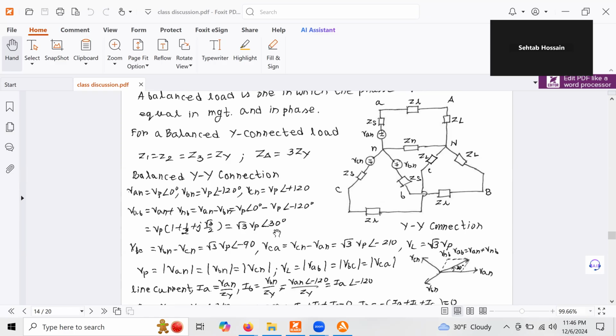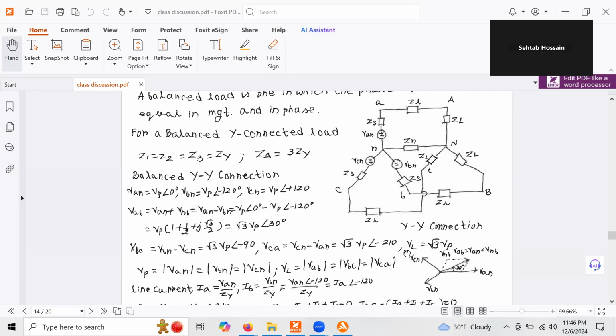So for the case of YY connection, each line voltage will be 30 degrees apart from the phase voltage. The same goes for VBC, root 3 times the phase voltage, 30 degrees apart. But here it is minus 210. How is it minus 210? Because this is 30 degrees apart, minus 180 degrees. So that's how it is minus 210.